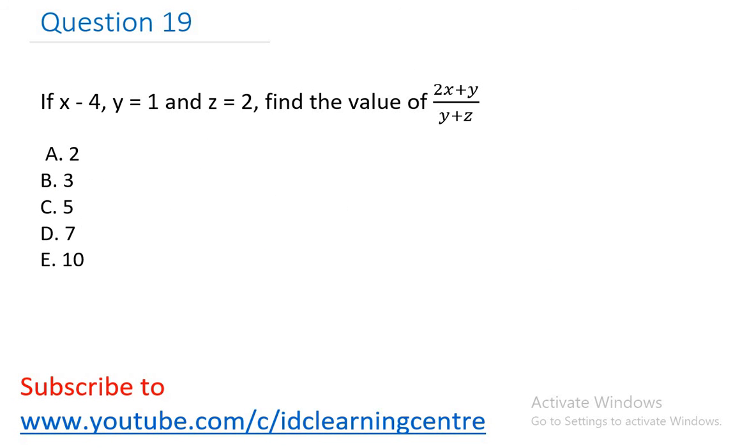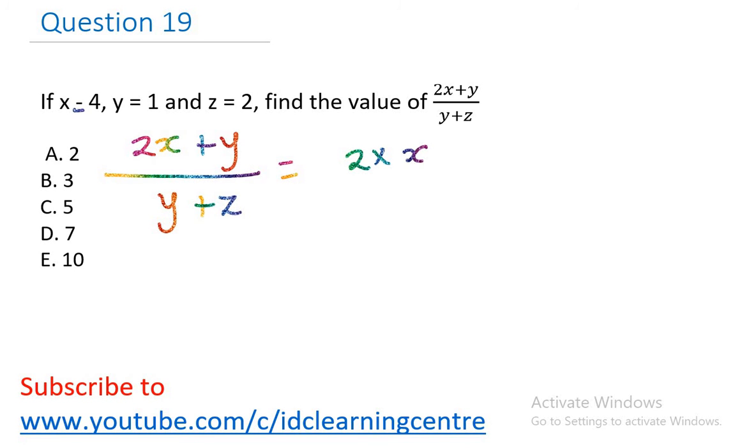Question 19. Alright, for this question, x is 4, y equal to 1 and z equal to 2. Okay, I think it's meant to be x is equal to 4. Find 2x plus y over y plus z. Expand this. 2x plus y is the same thing as 2 times x plus y. Now over y plus z.